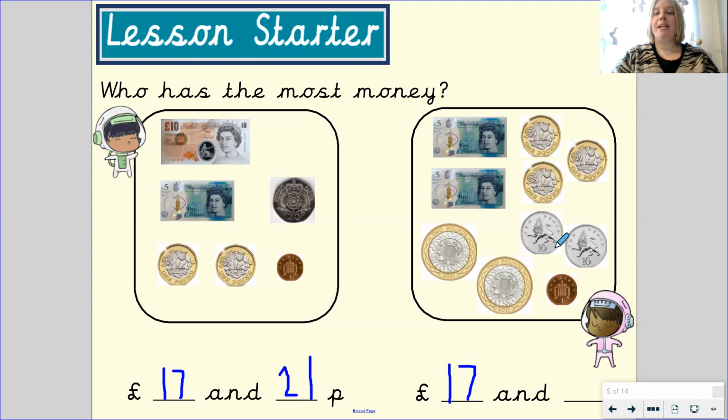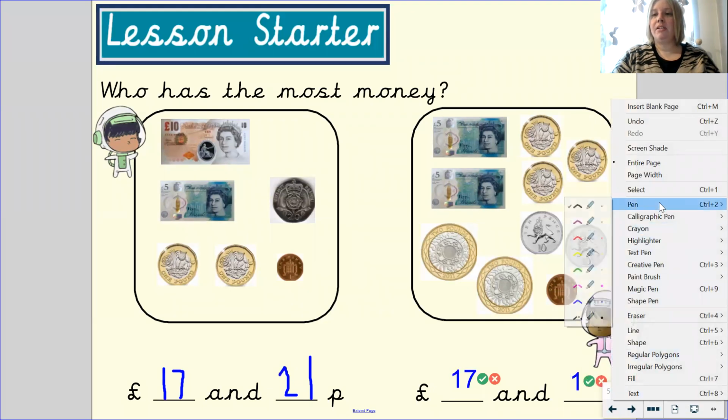Now let's count how many pence she has. She has 2 10p coins and a 1p coin. 10p add 10p is 20p. 20p add 1p is... oh, let me just undo that.